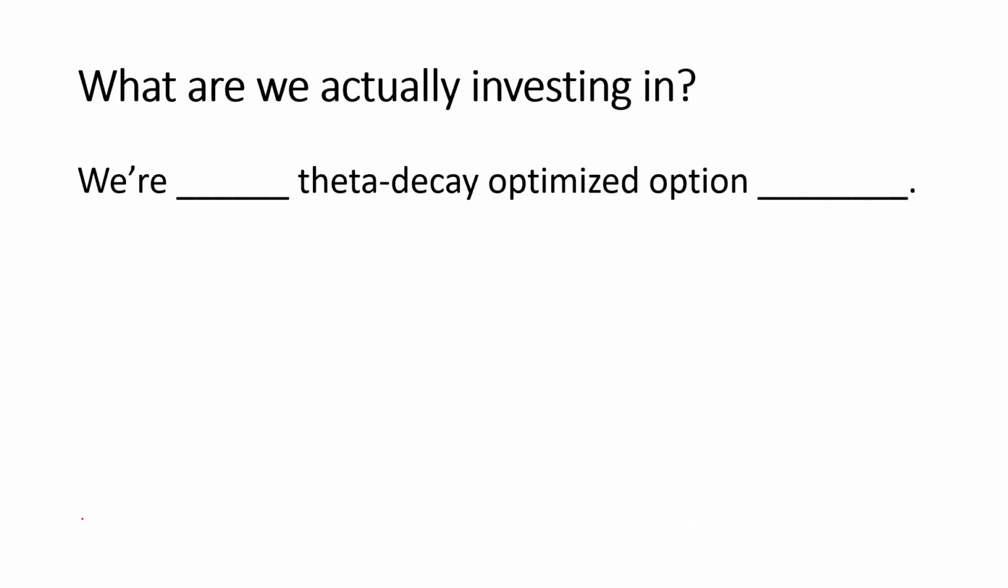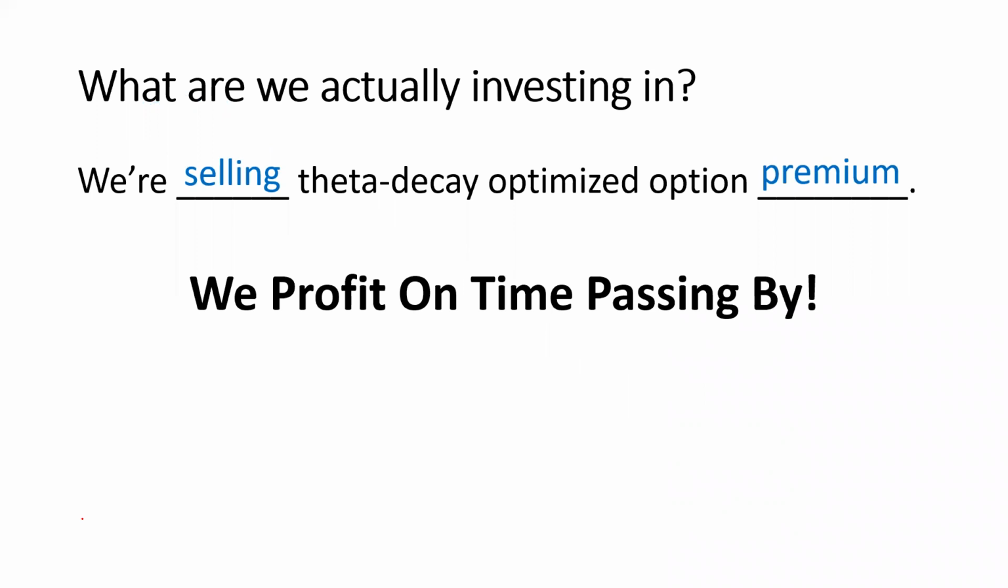So what am I doing with options? It's called theta decay. I'm selling theta decay optimized option premium. In other words, I'm using the fact that options are wasting assets. I'm profiting on time passing by.